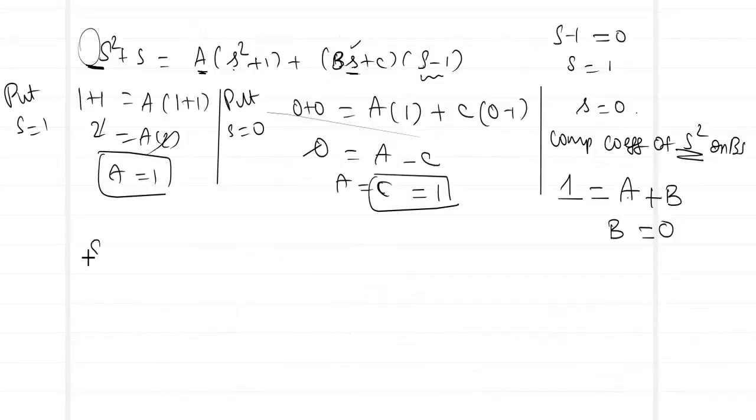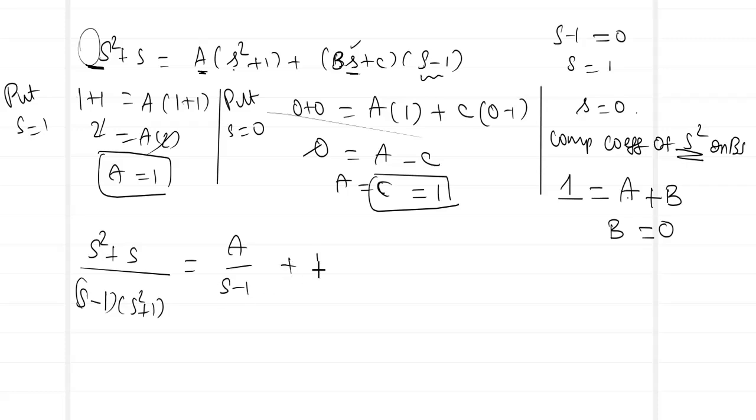Hence, I have s square plus s divided by s minus 1 into s square plus 1, which I had was a by s minus 1 plus bs plus c divided by s square plus 1. And now this gives me 1 divided by s minus 1, b into 0. So this term vanishes entirely, leaving you with just c. So you have c to be 1 divided by s square plus 1. So I have now completed the step 3.